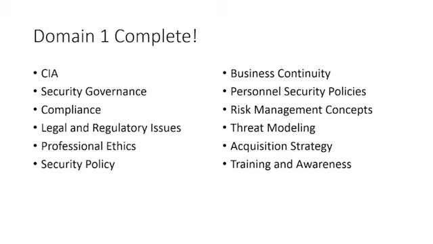That led into the legal and regulatory issues. We talked about professional ethics and the ethics that we need to follow for becoming a CISSP. We talked a lot about security policies and our business continuity plans. Remember, we talked about the business impact analysis as well. We talked about the personnel security policies, risk management concepts, threat modeling, and looked at the different types of threats that we could have, our acquisition strategy, and then finally, our training and awareness.